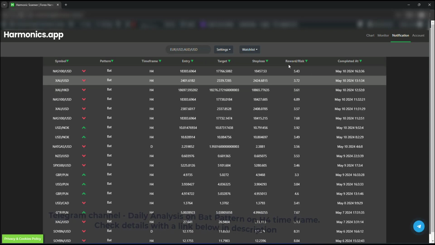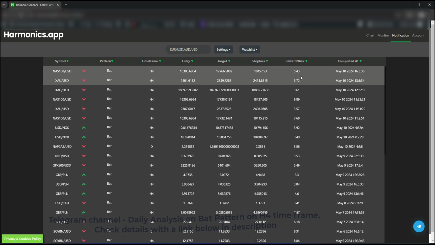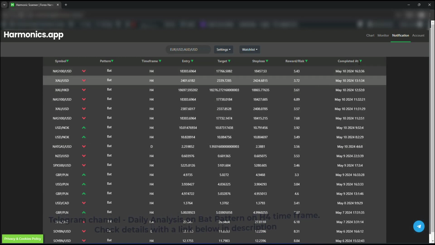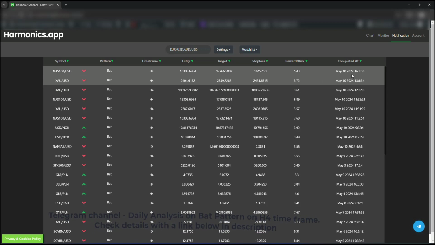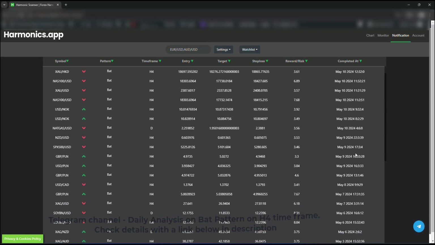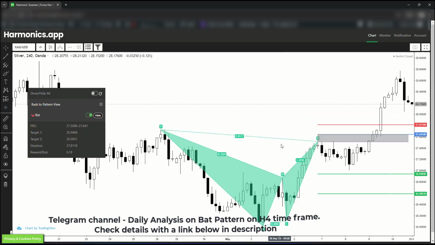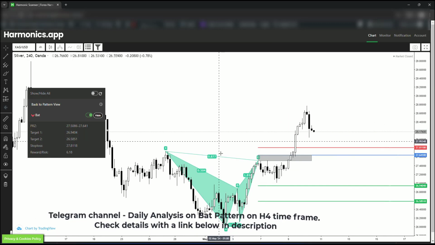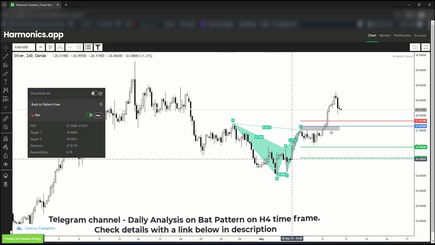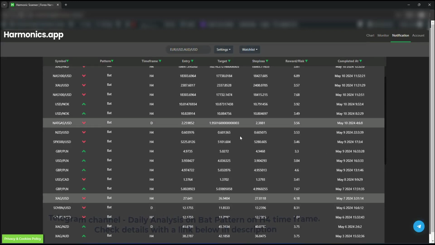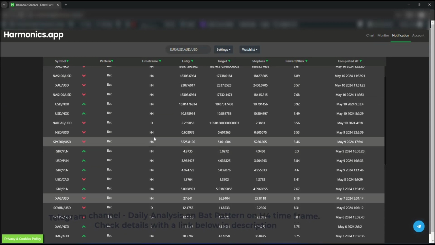You can also see the reward or risk, and at which time the pattern has been completed. If it was completed several days ago, like this one, it is already probably finished, failed, or successful. And we can see here this one has failed. Now when you have all the bat patterns or other patterns visible, you can also select one.